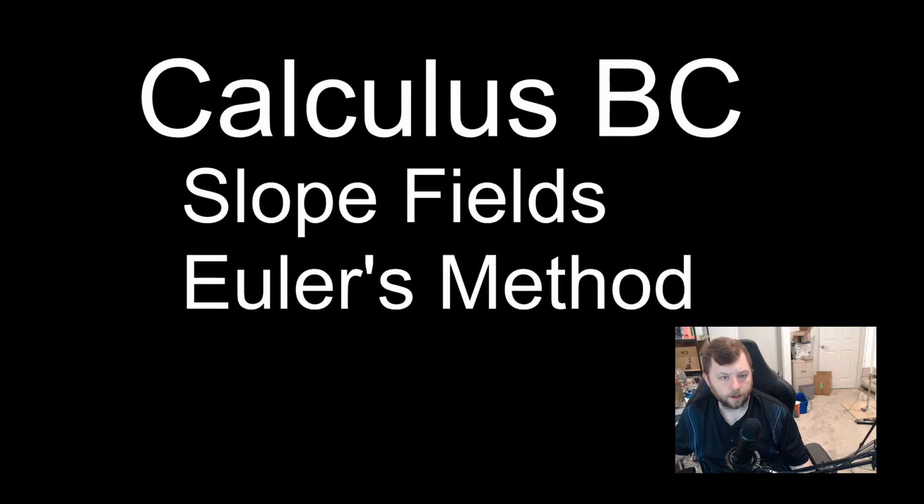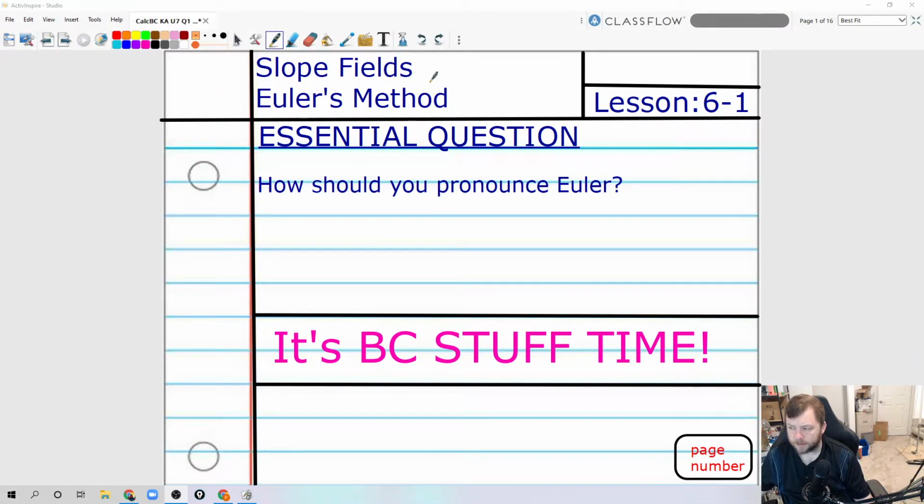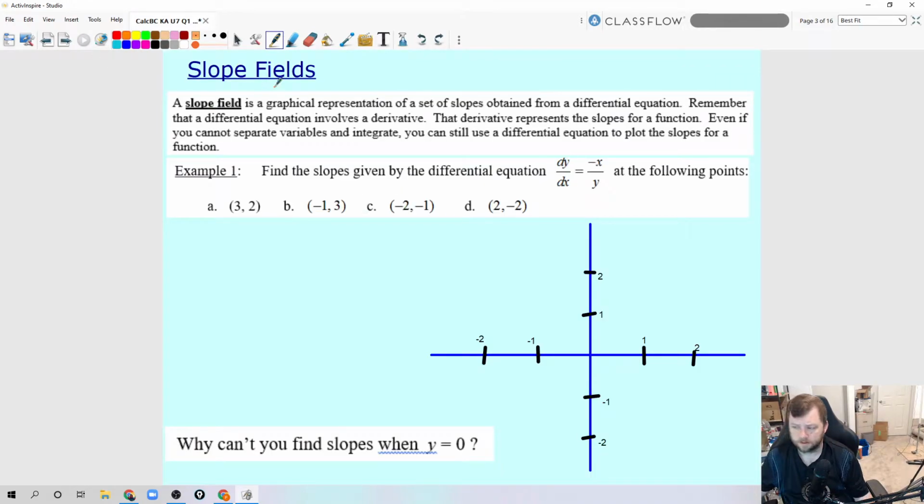This lesson is for Calc BC on slope fields and Euler's method. Let's begin. You pronounce slope fields as an AB thing, but Euler's method is definitely going to be a BC thing right here. And you pronounce it as Euler's, not Euler's. Going through this, what is a slope field?